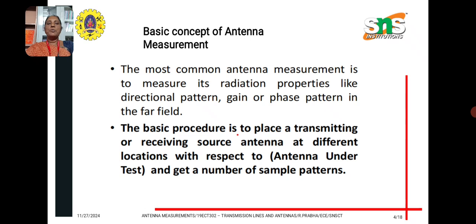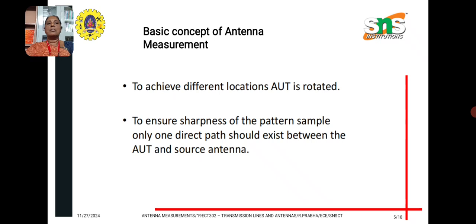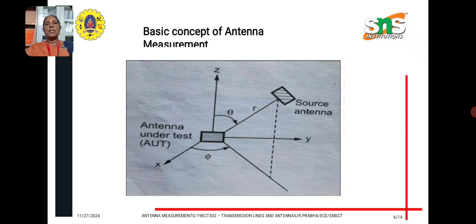The basic procedure in the far field measurement is to place a transmitting or receiving antenna at different locations with respect to the antenna under test, that is the reference antenna, and get a number of sample patterns. And to achieve different locations, the antenna under test is rotated, and to ensure sharpness of the pattern, only one direct path should exist between the antenna under test and the source antenna.